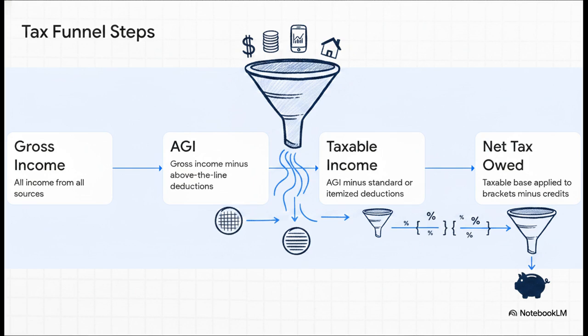Then we filter that down in step 2 to your adjusted gross income, or AGI, by pulling out specific above-the-line deductions. In step 3, we filter it again using standard or itemized deductions to finally arrive at your taxable income. This right here is the actual base your tax rates are applied to. Finally, after calculating that and subtracting any tax credits, we reach step 4 at the narrow bottom of the funnel, which is your net tax owed. It's a highly specific, step-by-step mathematical sequence.